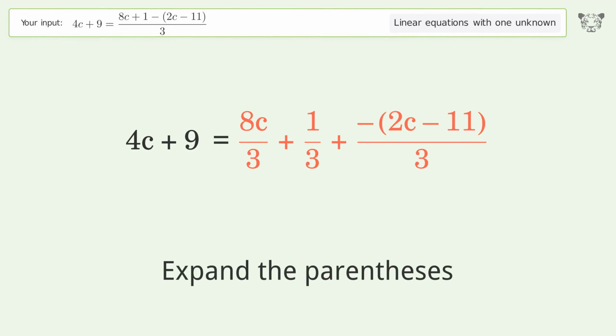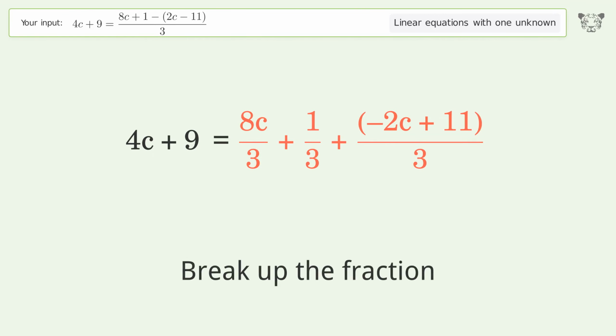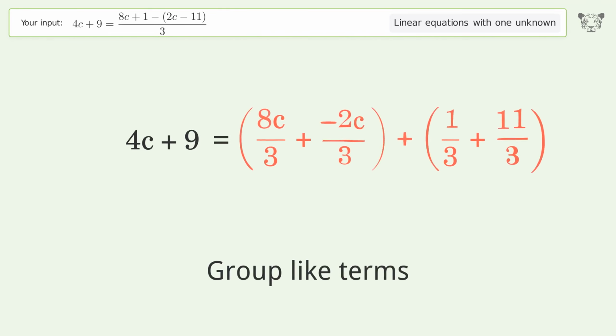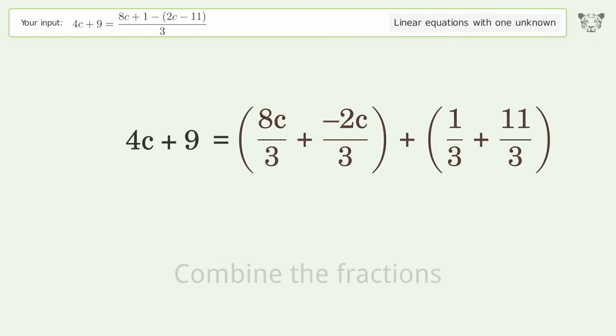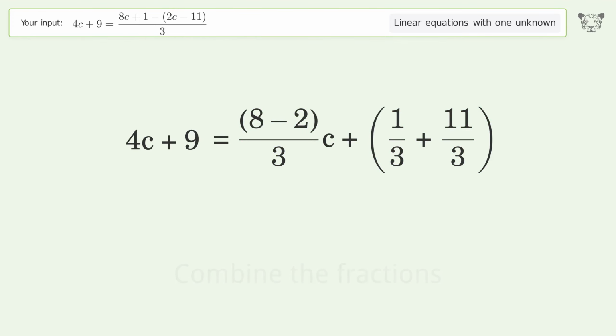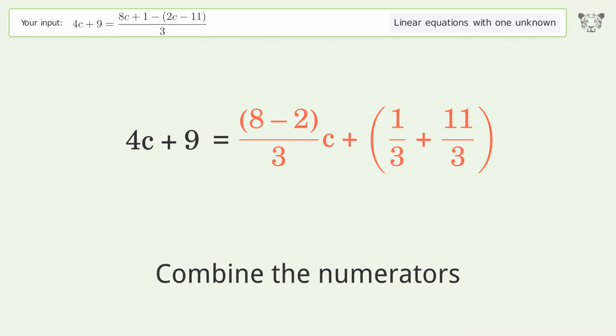Expand the parentheses. Break up the fraction. Group like terms. Combine the fractions. Combine the numerators.